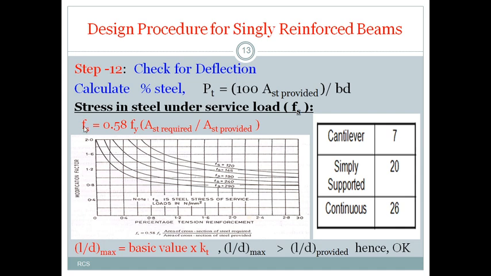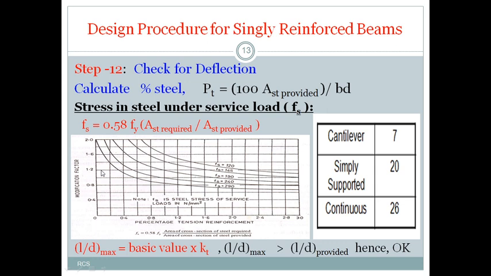Based on this FS and PT values, we have to calculate a modification factor. That modification factor we can get from this graph, which is also available in our IS 456-2000. On the x-axis they have given the percentage of tensile reinforcement, and on the y-axis they have given the modification factor. So based on the obtained percentage of tensile reinforcement and the obtained stress in steel under service load FS, using the curves provided in the graph, we calculate the modification factor.